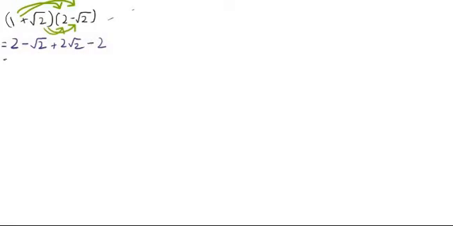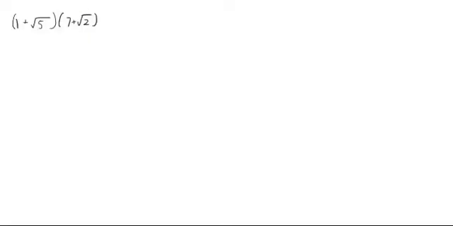Simplify this, we will get, so 2 plus 2 and minus 2, they will cancel out, and we have minus 1 root 2 and plus 2 root 2. So we will actually just be left with root 2 as our final answer.